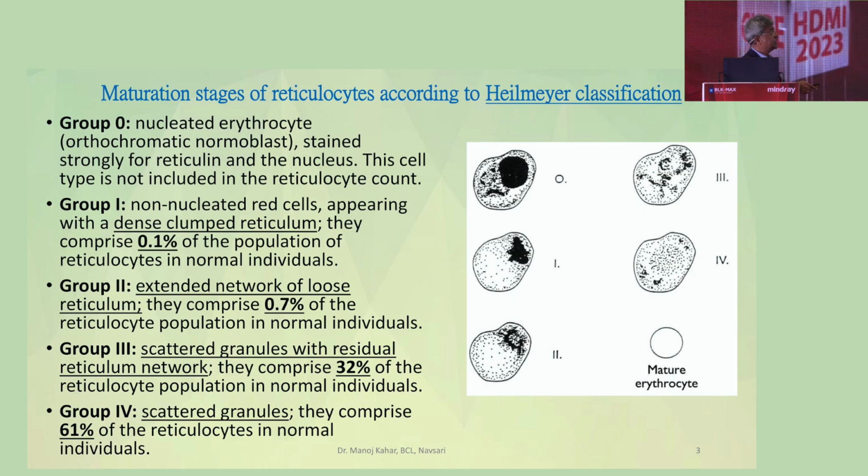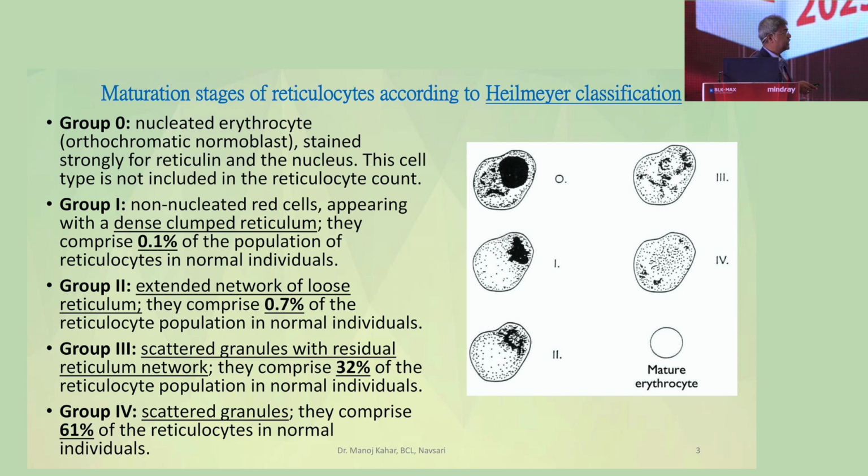Now we all know that there is a Heilmeyer classification for reticulocytes. Group 0 is the nucleated erythrocyte, or orthochromatic normoblast, and this is not included in the reticulocyte classification. Group 1 is non-nucleated red cells appearing with a dense clumped reticulum, and they comprise about 0.1% of the population of the reticulocytes in normal individuals.